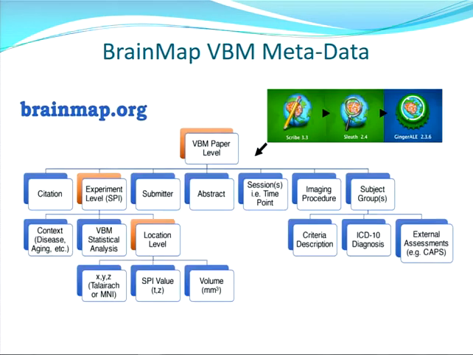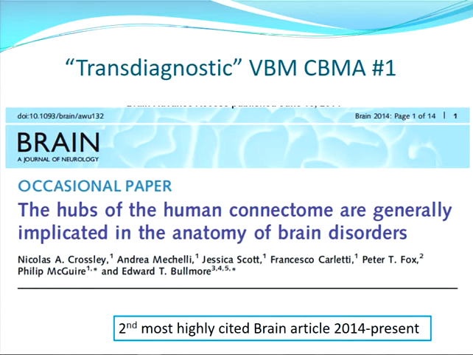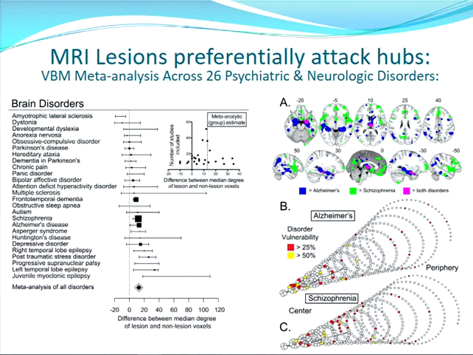And quickly, I want to get to the voxel-based morphometry side of things. So this is how we code those kinds of papers. And this is a result that came out. This is the second most highly cited brain article in 2014, indicating that lesions preferentially attack hubs. We won't go into the details here. It's a little confusing to try to present all of that, but it was a quite popular paper.